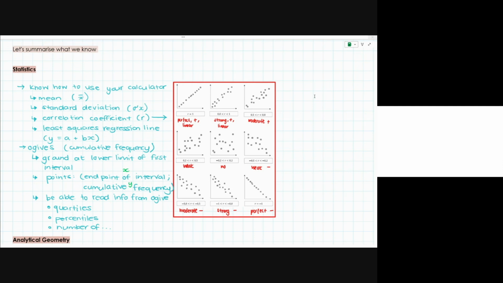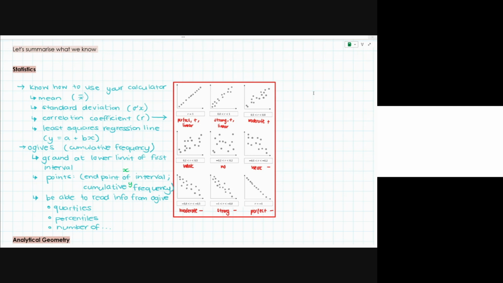Stats is calculator work. The other thing that you need to be able to deal with is ogives. These are cumulative frequency graphs. Again, ogives are not tricky at all, but understanding and knowing how to draw them, that's where we fall apart a little bit. So again, I've given you a breakdown of how to draw it here. We are going to draw an ogive in a second, so we will do it together, but you need to be able to draw them.